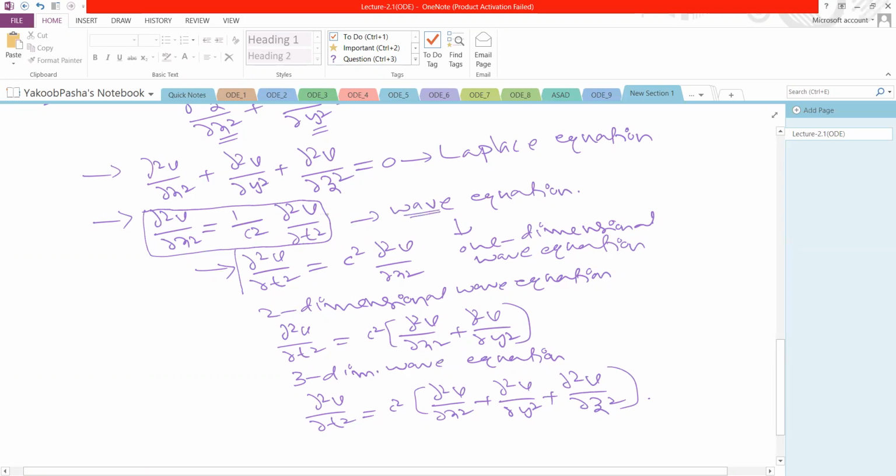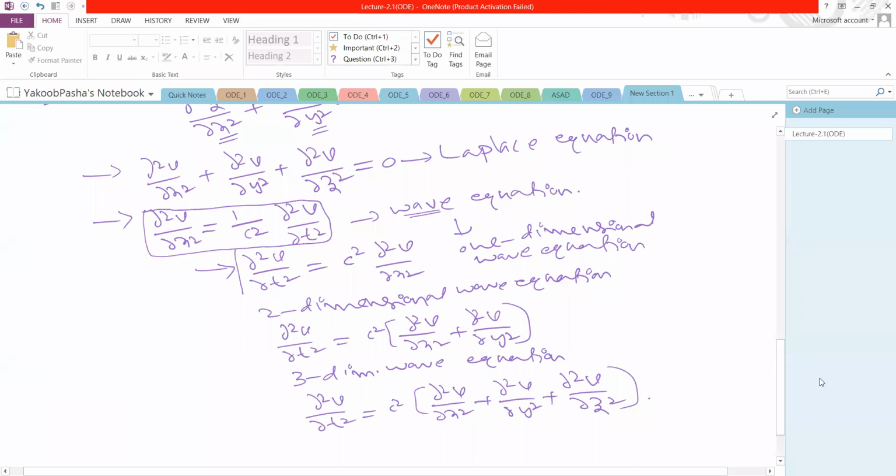Which of the following is the wave equation? Different options are given. From these, we can select this one: ∂²v/∂x² = (1/c²) ∂²v/∂t². For more generality, I am taking the two-dimensional as well as the three-dimensional wave equation.